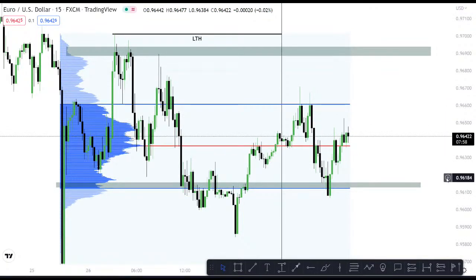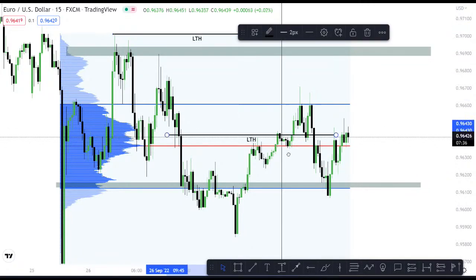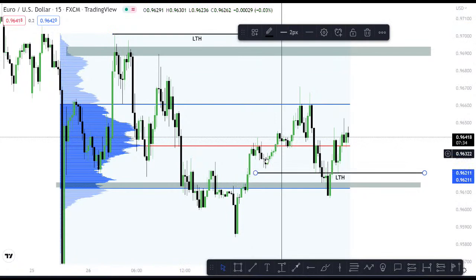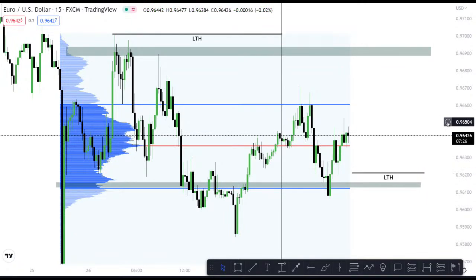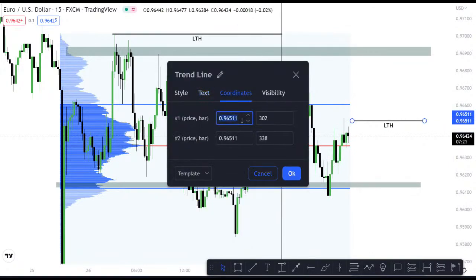So we have a 20 level right here. If I'm not mistaken, is it 20? Okay, we have a 20 level here. My keyboard is not responding. Okay, let me look for it. We have a 50 level right here. Let me first mark the 50 level.